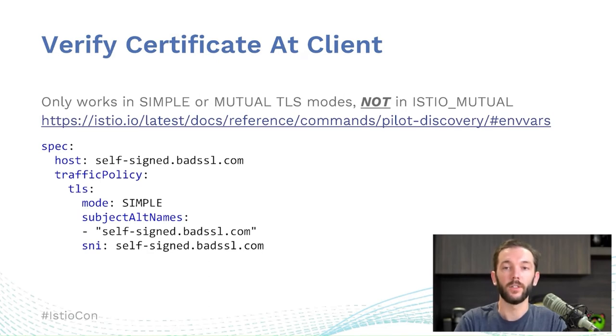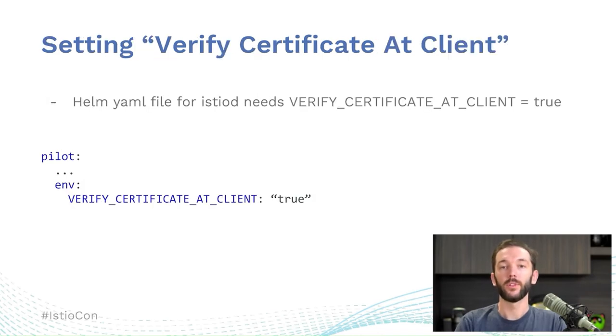Attached is a link to the environment variable list, so you can go and find more information yourself if you do choose to. An example below is how it looks in a destination rule without the CA certificate needing to be specified. Since environment variables aren't the most obvious things to set, I just wanted to touch on how to set verify certificate at client. All you need to do is go into your Helm YAML file, put in your environment variable as listed below, and then do a Helm upgrade.